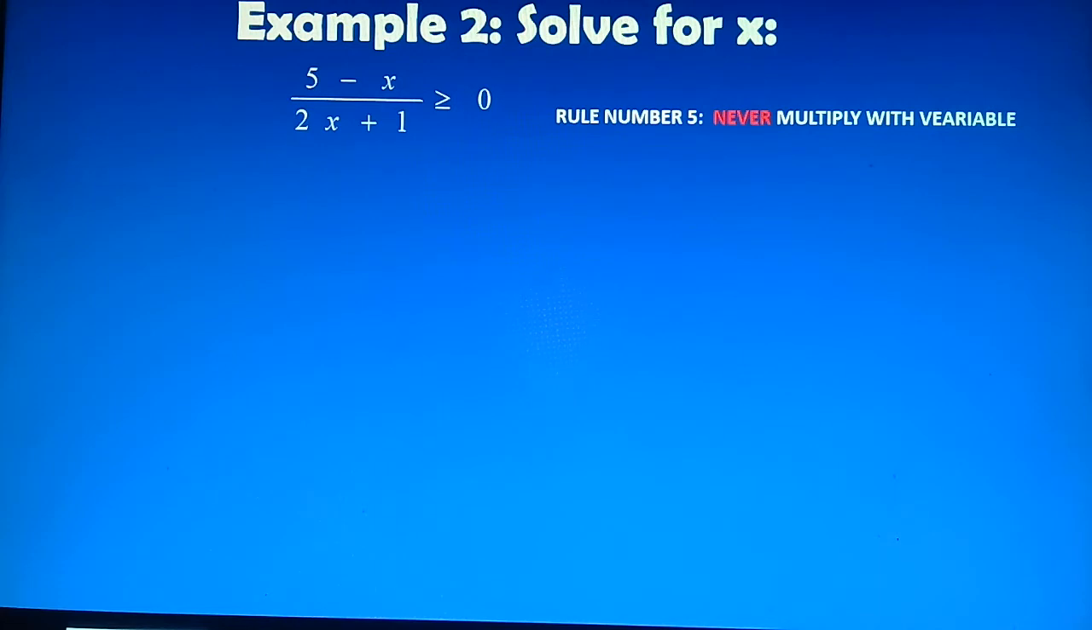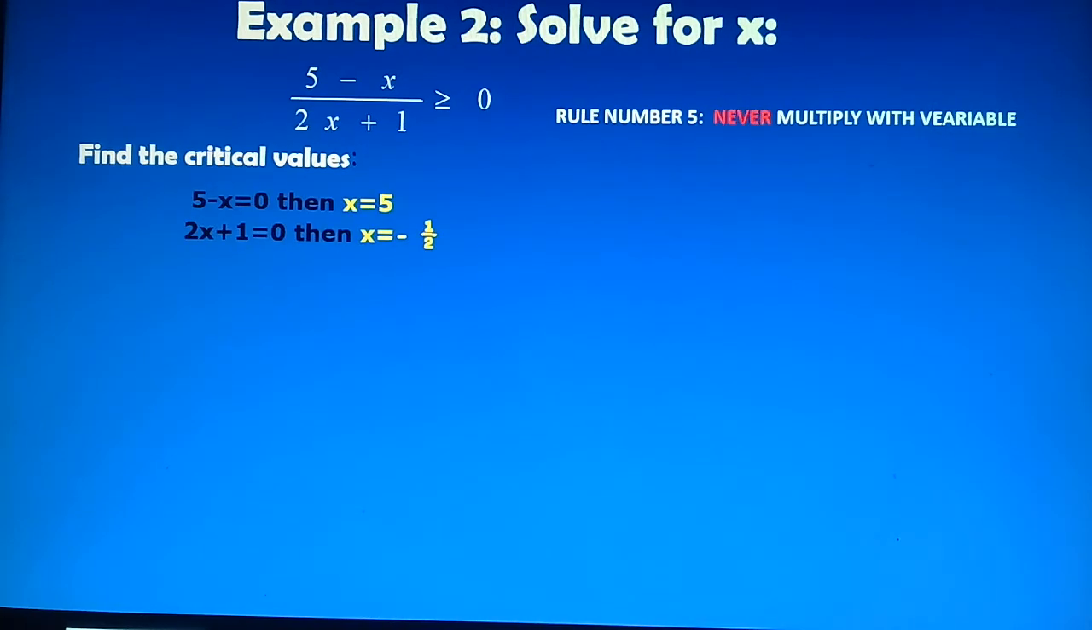Wow, how nice. Our numerator is factorized and our denominator is factorized. Then find the critical values. How to find the critical values? Take the numerator and equate it to 0 and get x equals 5. And the denominator, take 2x plus 1, equate it to 0 and get the critical value x equals minus half.